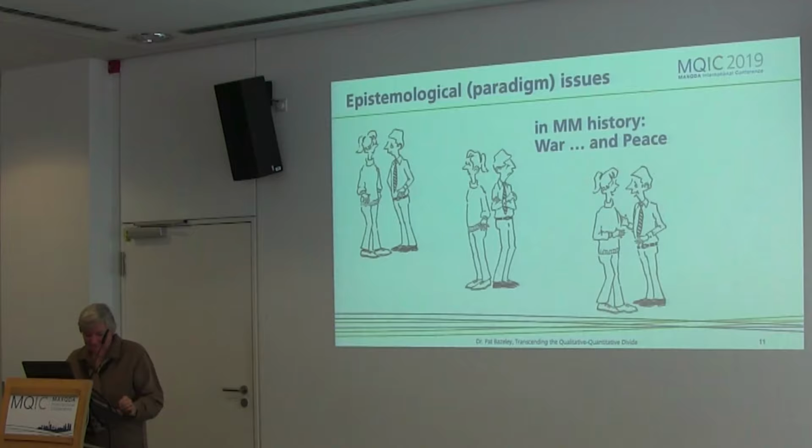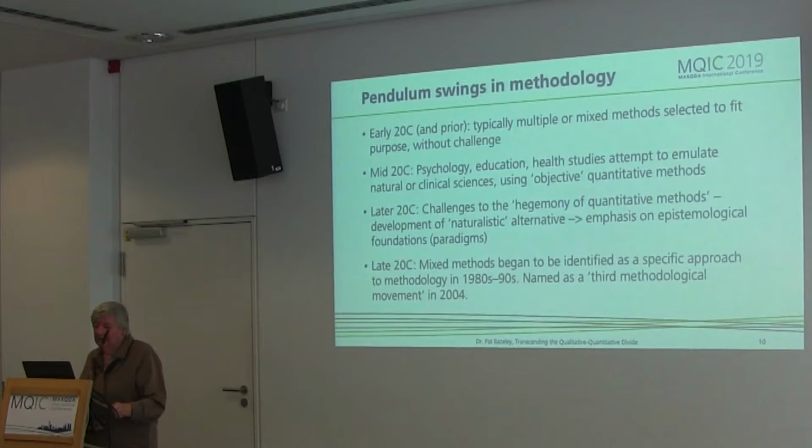Okay, so just let me jump back a bit. And so in the later 20th century, mixed methods began to be identified as a specific approach to methodology, named as the third methodological movement. So again, there's a political thing going on here, in a sense of bringing attention to this approach to research, which people have actually been doing for centuries. It's something about the politics of research, I guess.